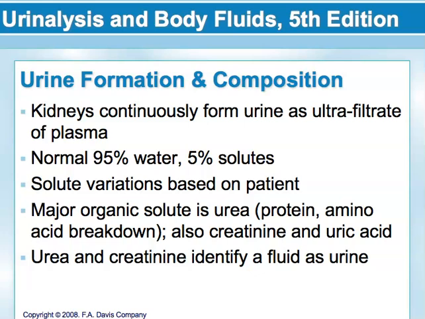The major organic solute in urine is urea, which is a metabolic waste product formed in the liver from the breakdown of protein and amino acids. It accounts for nearly half of the total dissolved solids in urine. Some of the other organic substances in urine are creatinine and uric acid, which are elements that identify a fluid as urine. So can you think of a situation when that might be helpful, that you would have to identify a fluid as urine?